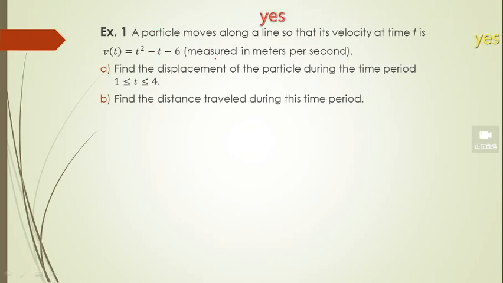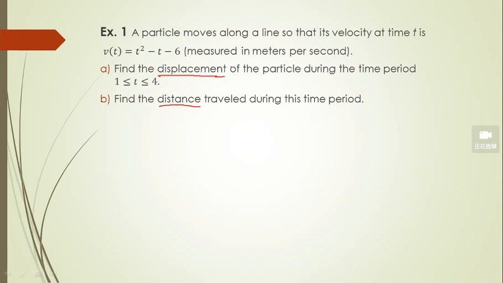Okay, so the velocity function is a quadratic one, and we know the velocity is measured in meters per second, right? The standard international unit for velocity, meters per second. That is a quadratic function. Then find the displacement of the particle during the time period between 1 and 4 seconds. Part B, find the distance traveled during this time period. Question A asks displacement. Question B asks the distance.